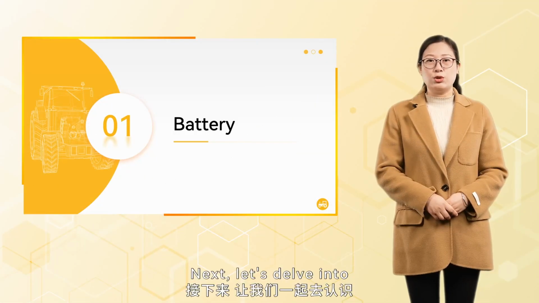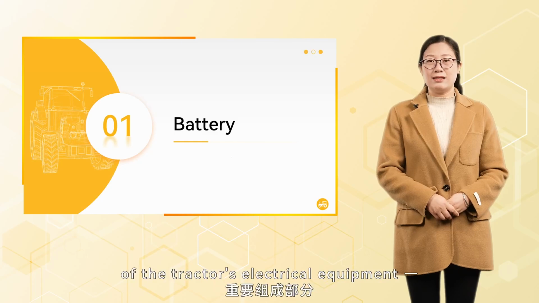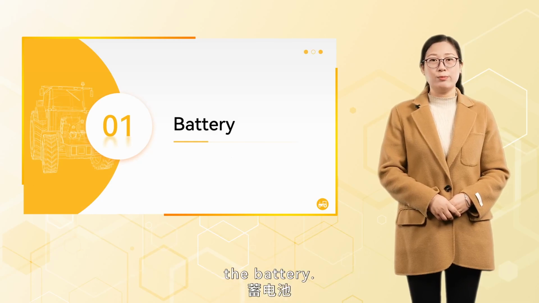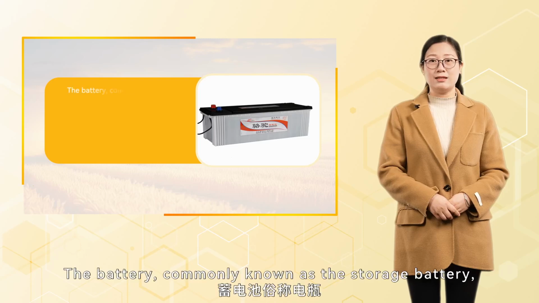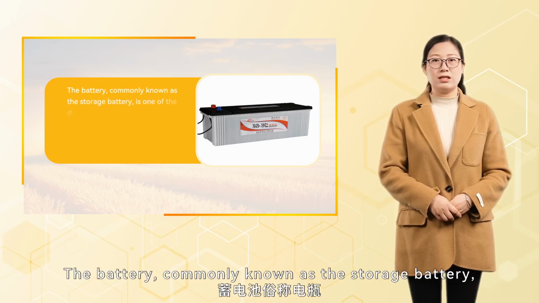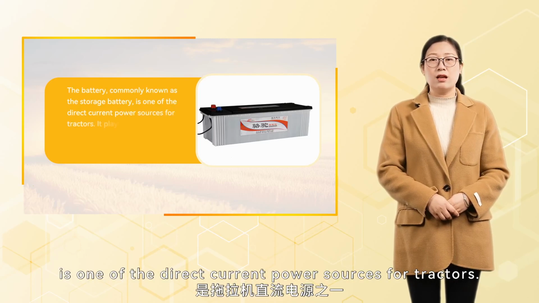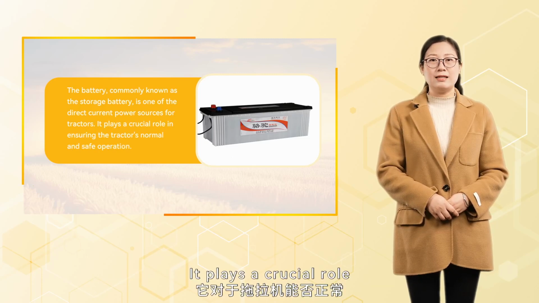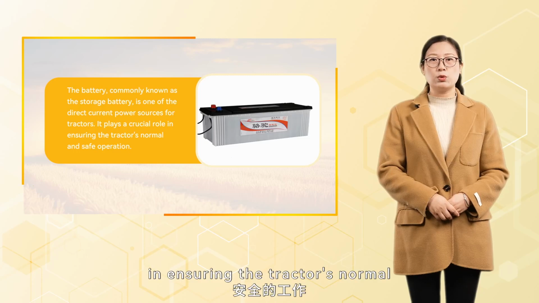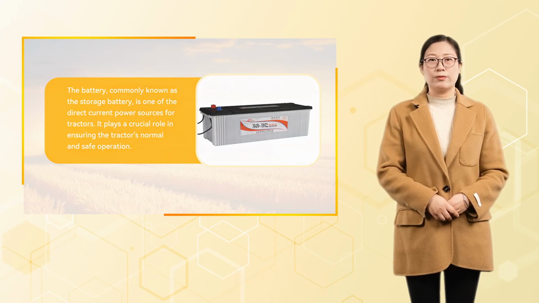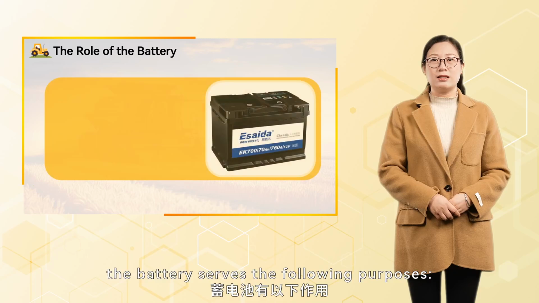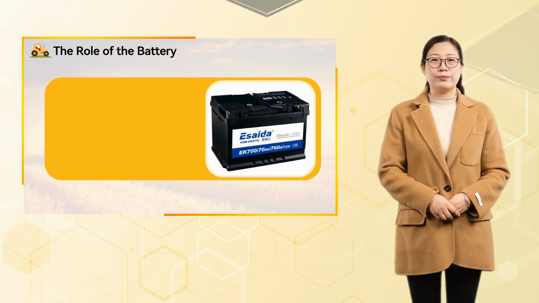Next, let's delve into one of the vital components of the tractor's electrical equipment, the battery. The battery, commonly known as the storage battery, is one of the direct current power sources for tractors. It plays a crucial role in ensuring the tractor's normal and safe operation. In general, the battery serves the following purposes.